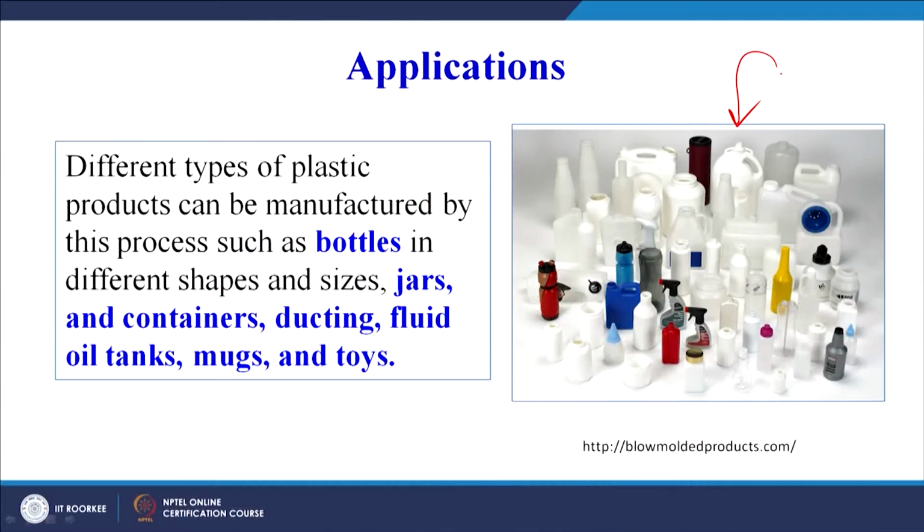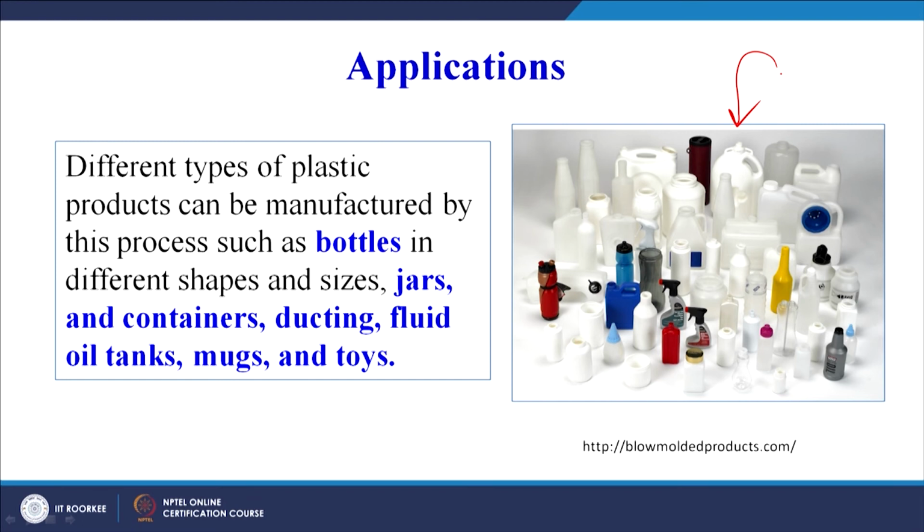So we can see certain examples. We can see a wide variety of plastic bottles are made by the blow molding process. So different types of plastic products can be manufactured by this process, such as bottles in different shapes and sizes, jars and containers, ducting, fluid oil tanks, mugs, toys. So a large number of parts can be made using blow molding. Most of the parts you will see are symmetric in nature.